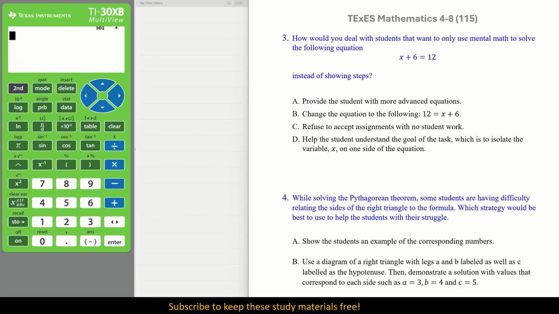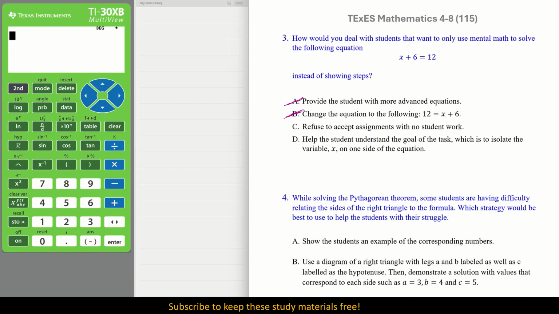A, provide the student with more advanced equations. Well, I don't think that's the ticket because you haven't shown them that yet. So you really can't throw something at them that they don't see. Okay. So I wouldn't choose A because that skips a teaching element. So let's see B. Change the equation to the following. Well, that is definitely not going to help. They still could use mental math, so that's not going to get your point across. Let's see C. Refuse to accept assignments with no student work.